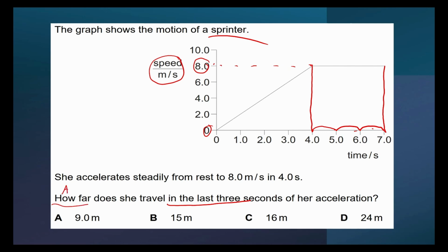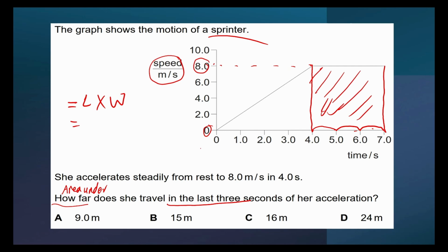How far? This means the area under the graph, because how far means the distance, so we want to get the area under the graph in the last 3 seconds. What is the area here? The area here is the area of a rectangle. It equals length times width, equals 3 seconds times the width, which is 8 meters per second. So the answer is 24. We have here meters per second and we have here seconds. This means it's 24. So the answer is D.